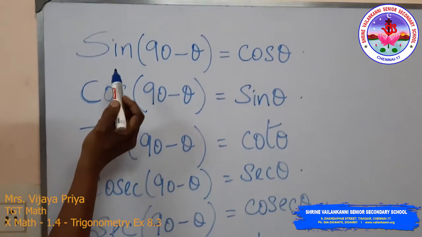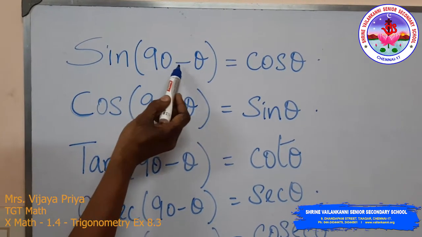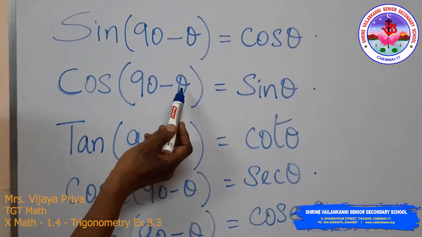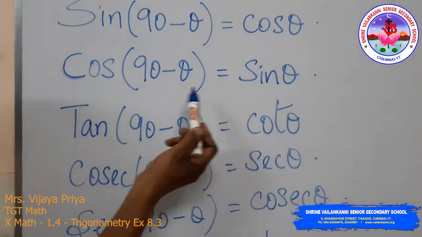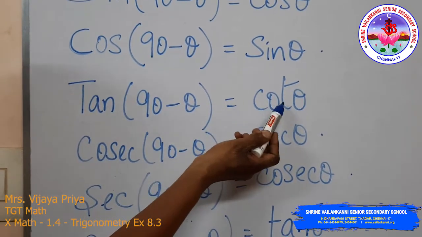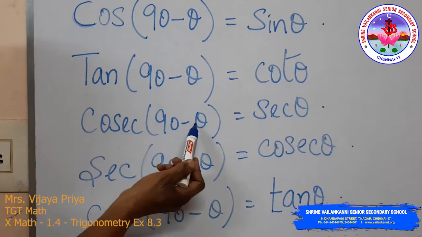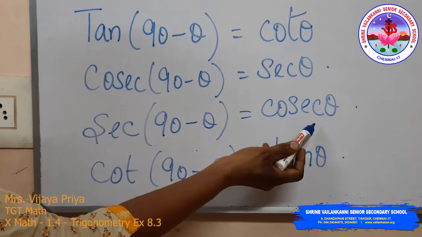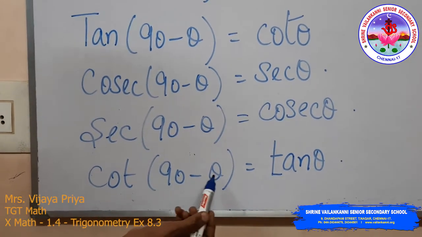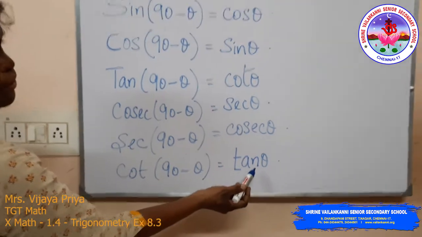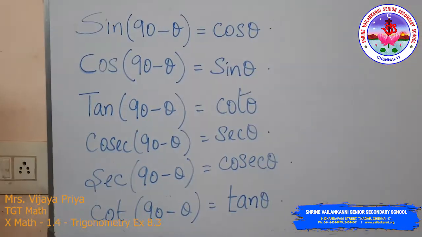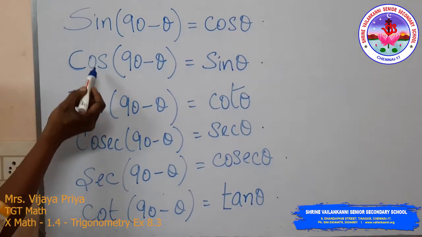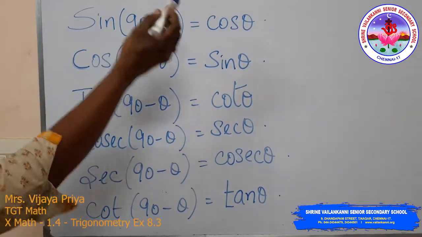From this comparison, it is clear that sin of 90 minus theta becomes cos theta, cos of 90 minus theta becomes sin theta, tan of 90 minus theta becomes cot theta, cosecant 90 minus theta becomes secant theta, secant 90 minus theta becomes cosecant theta, cot 90 minus theta becomes tan theta. Hence, these are the 6 trigonometric ratios of complementary functions.